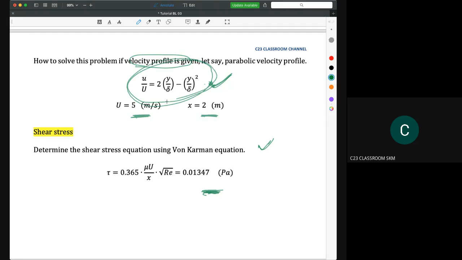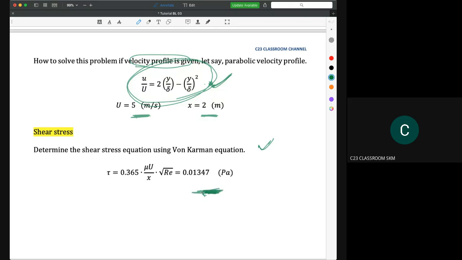So you substitute with the von Karman equation, you equalize it with Newton's law of viscosity, then you will get the value of delta. And then finally, you recalculate again the value of Newton's law of viscosity, you substitute the value of delta that you get, and then you could get these terms.